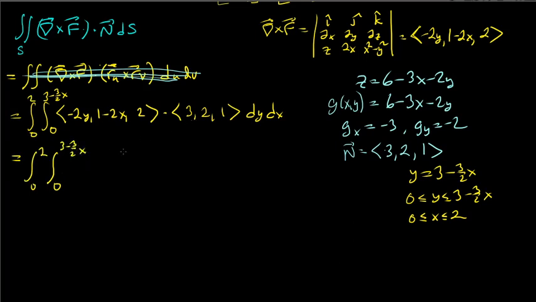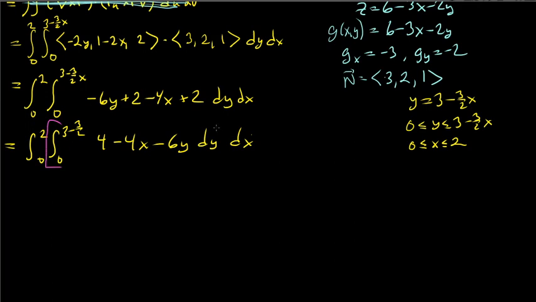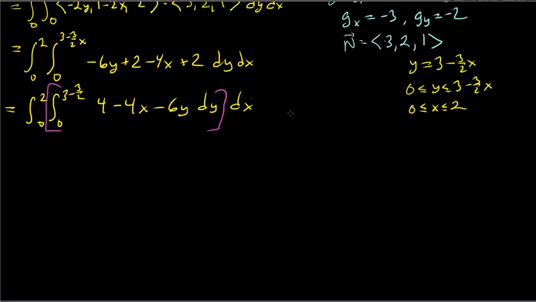Okay, so the dot product then is going to be negative 6y plus 2 minus 4x plus 2. So that's the integrand. That's what we're going to integrate here. Let's just clean this up for a minute. So we're going to get 4 minus 4x minus 6y. We'll do the first integral with respect to y, and when we do that, we get 4y minus 4xy minus 3y squared.